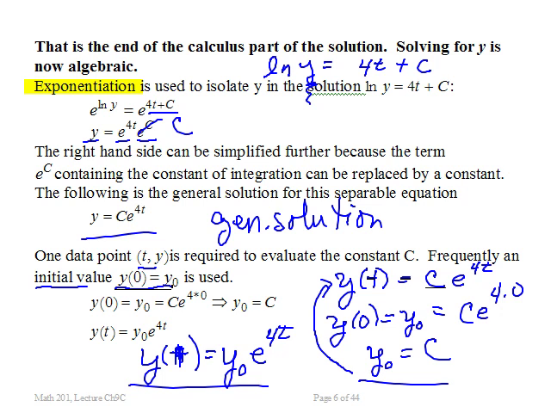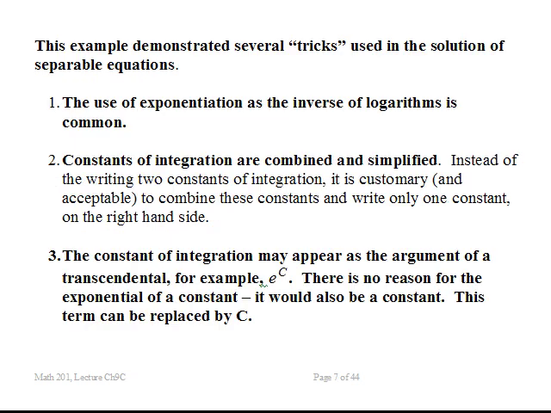So in part of it, we used calculus, once we set the problem up right, and then we used algebra. Let's go over the tricks that we used. One of them was the use of exponentiation as the inverse of logarithms. That's very commonly used. Another is that the constants of integration are combined and simplified.